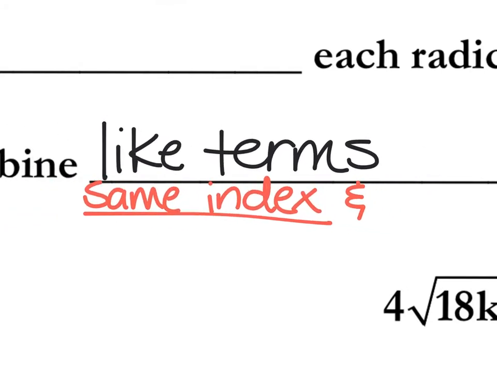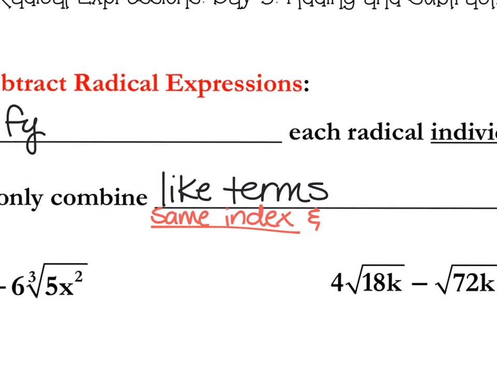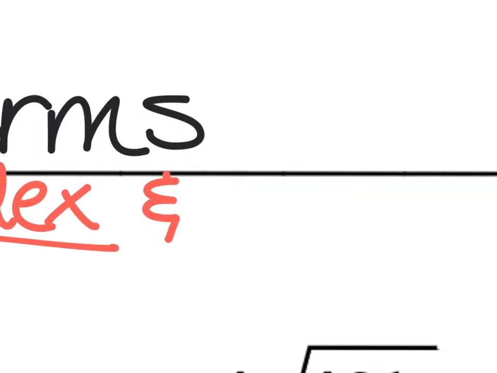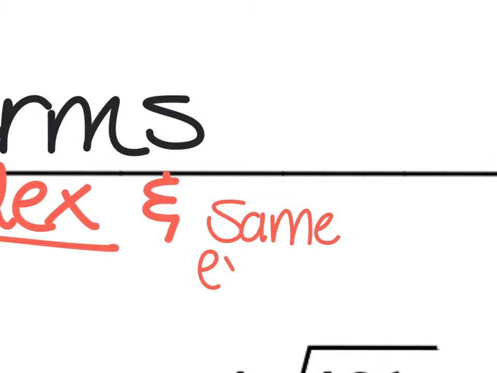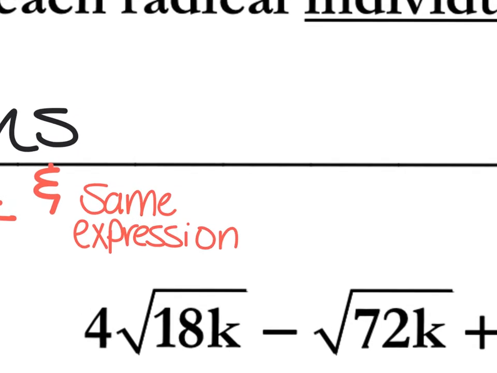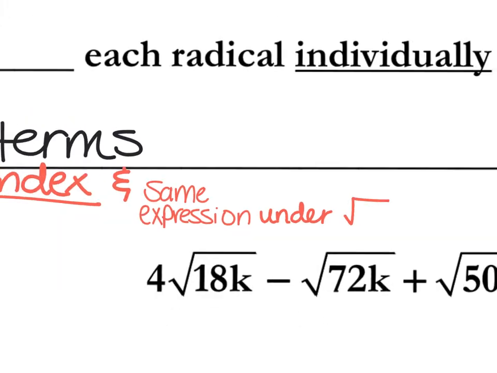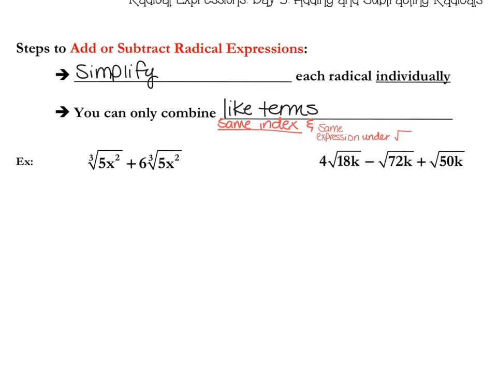Sorry guys, this app is a new update, so I'm not used to it and this is choppy. Oh well. Okay, so same index, and this is key: it needs to be the same expression under the radical. So here are our notes. We simplify individually, then combine like terms, which means same index and same expression under the radical.